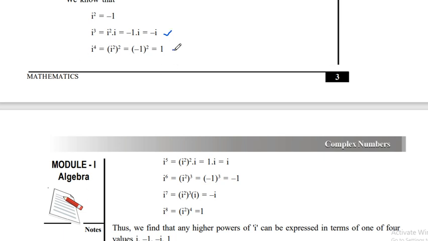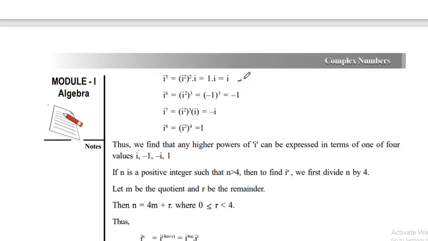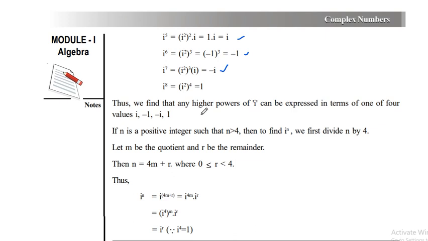Iota 4 gives you +1. Iota 5 gives you iota. Iota 6 gives you -1. Iota 7 gives you minus iota. You see, all the answers are either +1, -1, plus iota or minus iota.